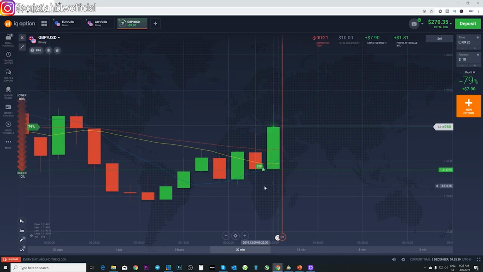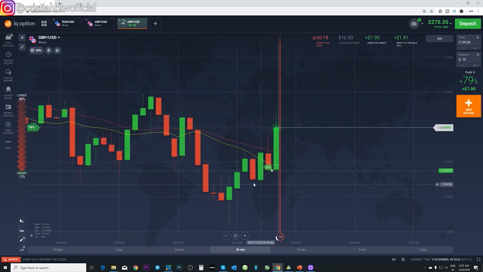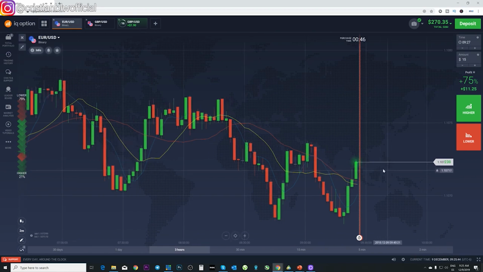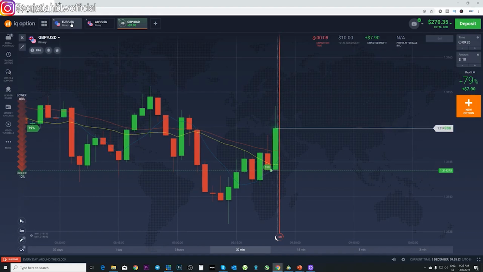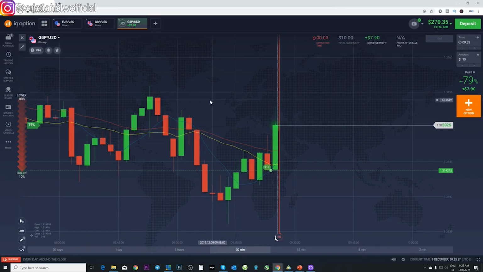Look at the jump. Pretty cool, huh? GBP USD. Yeah, and if you notice, the same thing is happening with Euro USD. Right now, I think we're going to have a good chance to enter a different trade, hopefully. So we're going to win this one.